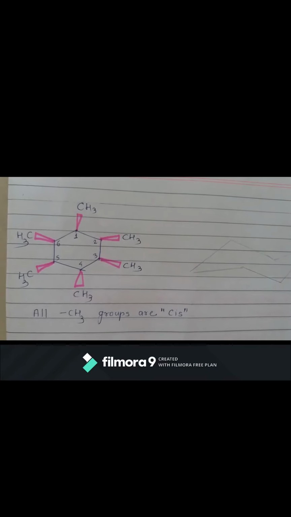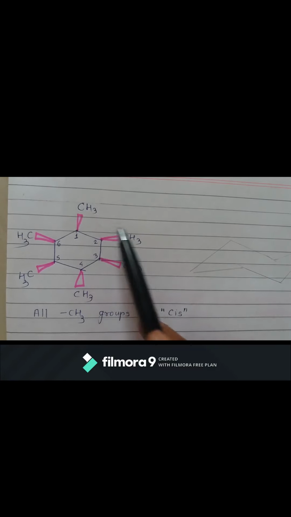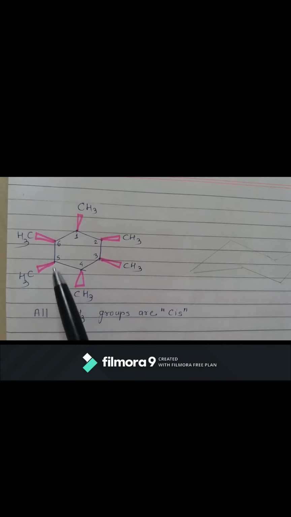Here I have drawn one molecule with all six methyl groups present in a cis manner to each other. They are cis to each other, so all methyl groups are cis to each other. I have numbered all those carbon atoms 1, 2, 3, 4, 5, 6. Now we will see how to draw them in chair conformations.